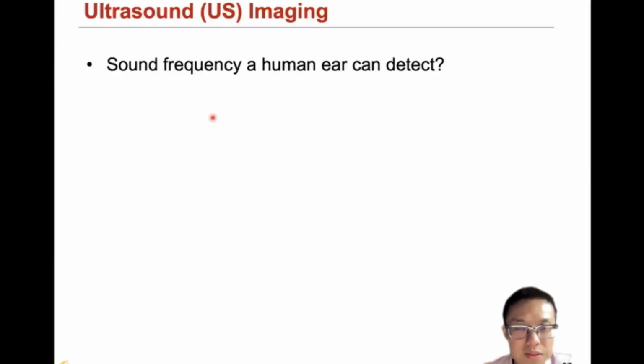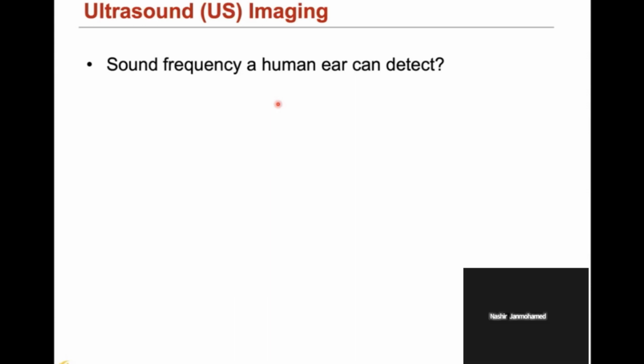Okay, so next, let's move on to another type of imaging modality called ultrasound. First, let me ask you a question. What range of sound frequency can the human ear detect?